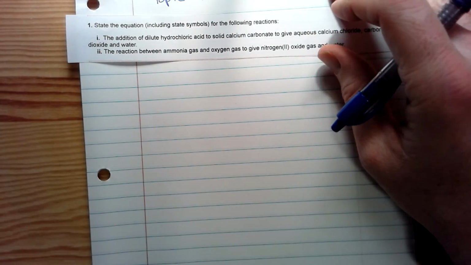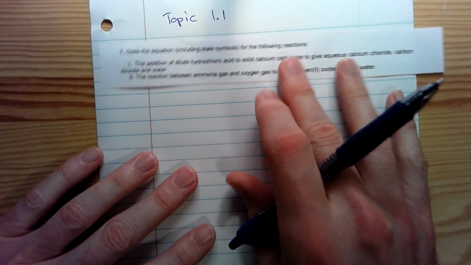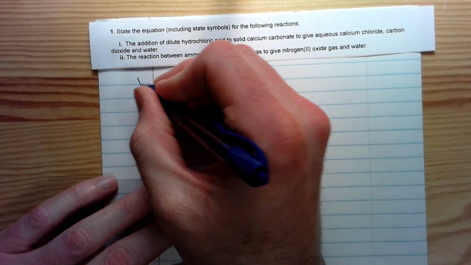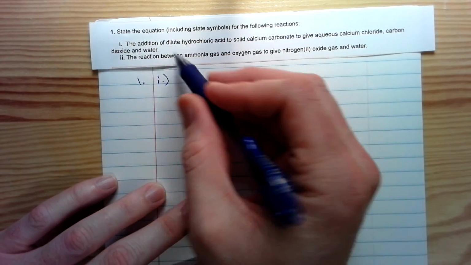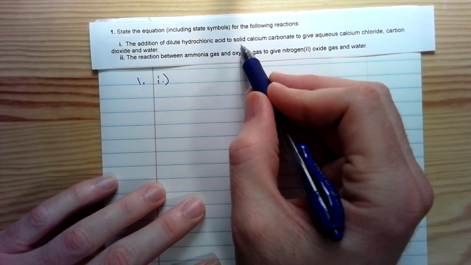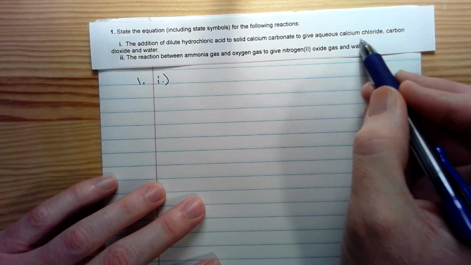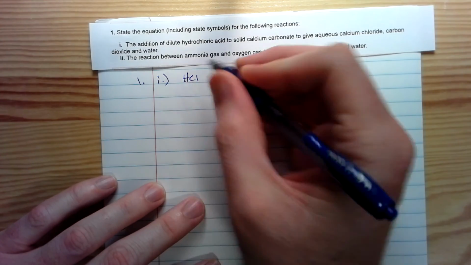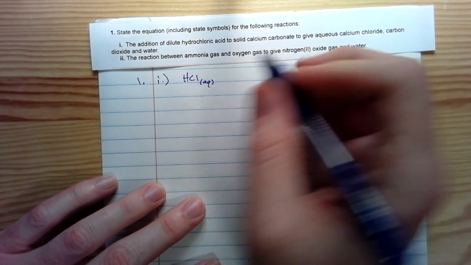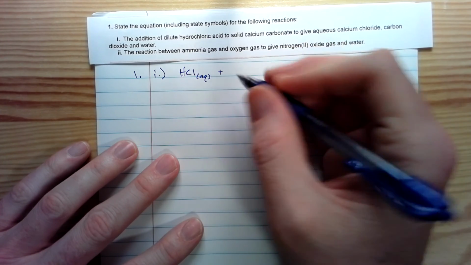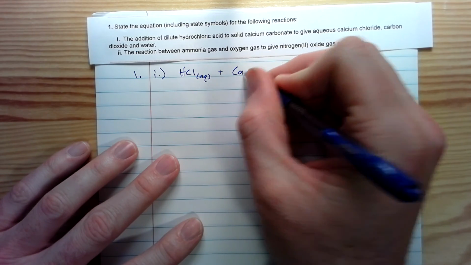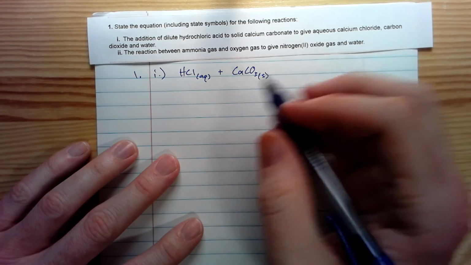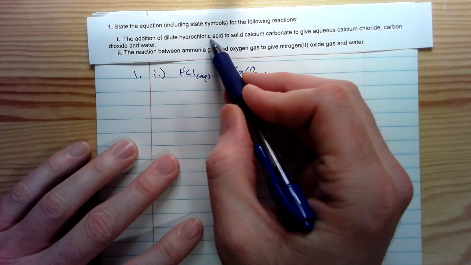All right, so for number 1, it says to state the equation including the state symbol for the following reaction. So we want to add dilute hydrochloric acid to solid calcium carbonate to give aqueous calcium chloride, carbon dioxide, and water. So let's just go ahead and start writing that out. We have HCl, which is aqueous, and solid calcium carbonate. And it says it was solid, so there we go. Now it said that that was a dilute hydrochloric acid.